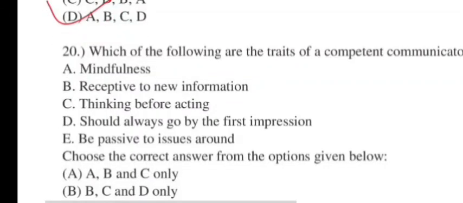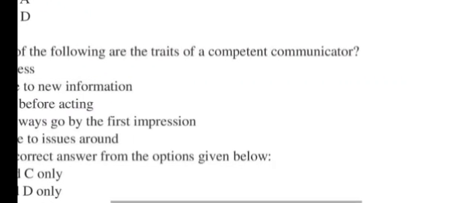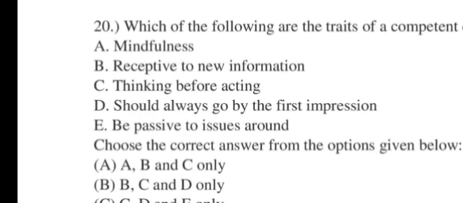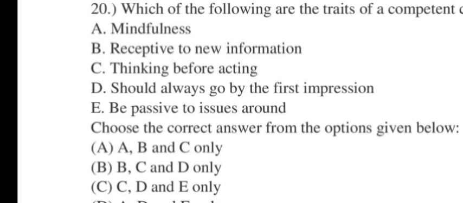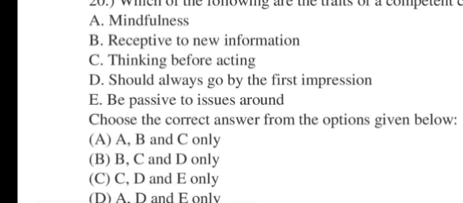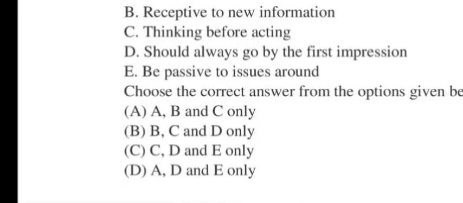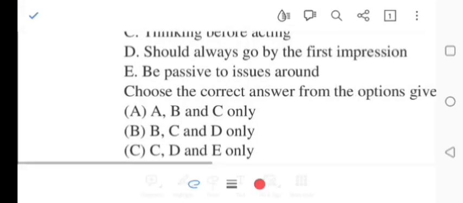A, B, C, D means sequentially all will be correct. 20 says, which of the following are the traits of a competent communicator? A, B, C, D, E: mindfulness, receptive to new information, thinking before acting, always going by the first impression, and passive to issues around. Choose the correct answer from the options given below. For 20, A will be correct: A, B, C, except D and E.